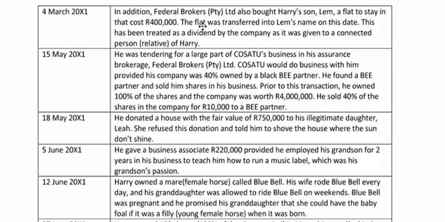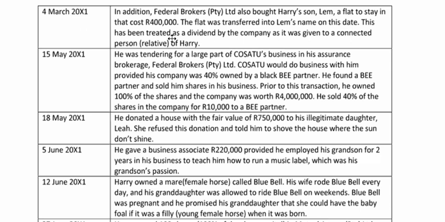It says in addition, Federal Brokers also bought Harry's son Lem a flat to stay in that cost 400,000. The flat was transferred into Lem's name on this date. This has been treated as a dividend of the company as it was given to a connected person of Harry. So the mother, Harry is the mother's son, that Lem is her grandson. This gets treated as a donation.